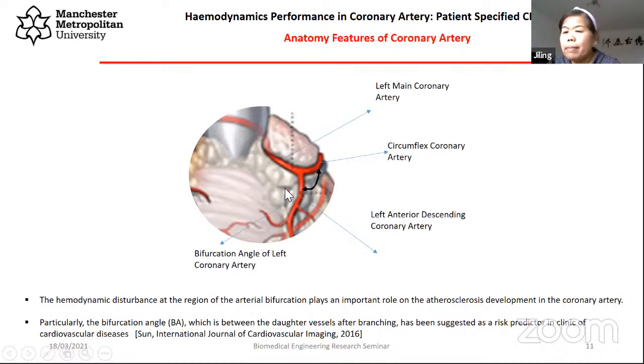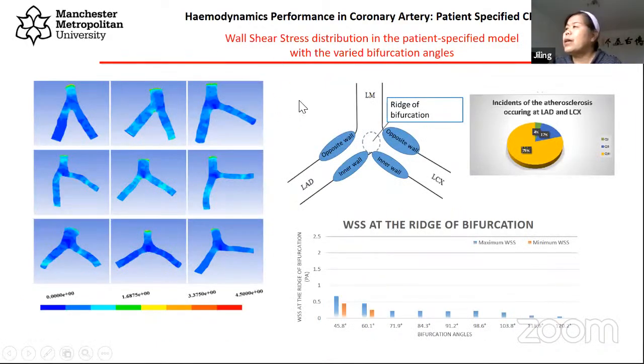So for this project, basically, we want to look at whether this angle has an effect on atherosclerosis formation and development. From our clinical project partners, we have the CT images, and from the CT images we developed the patient-specific CFD models. Here we show these 9 patient-specific CFD models. You can see the range of the angle is quite large.